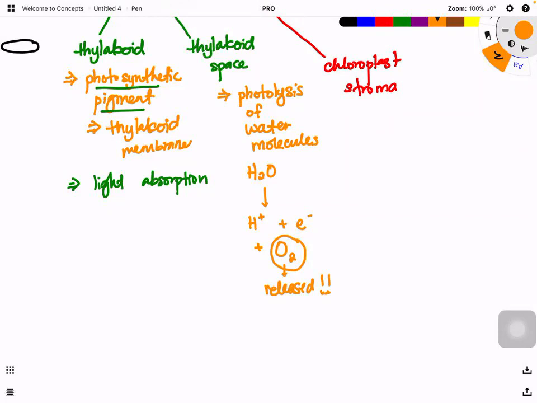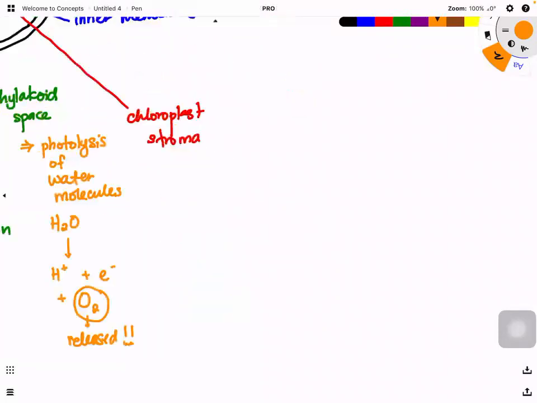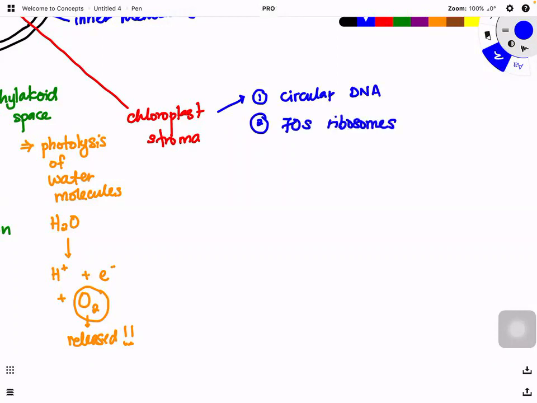But what you need to know at this moment is the chloroplast stroma. Chloroplast stroma is similar to the mitochondrial matrix. The first thing they must have is circular DNA again. Can you see that? Similar to the mitochondria. Second, they have 70S ribosome. Number three, they do have the enzyme.